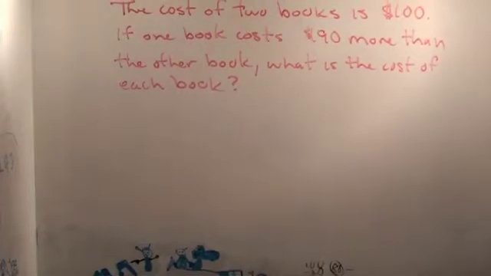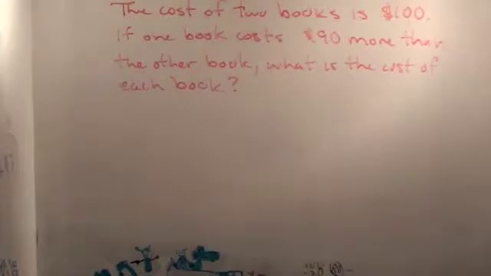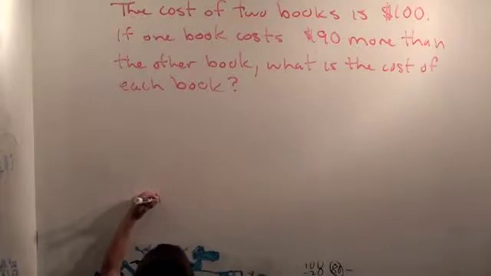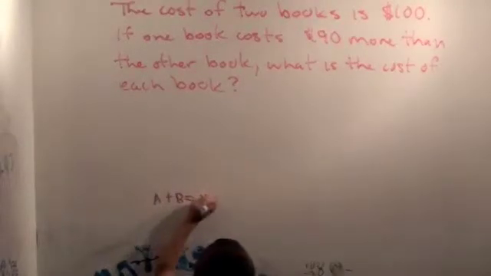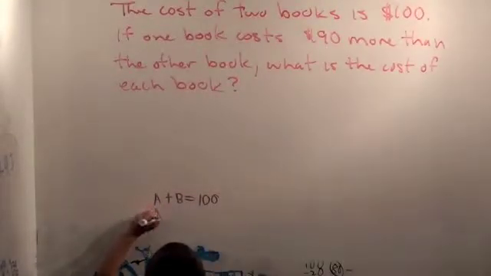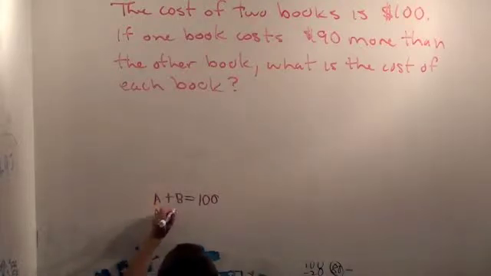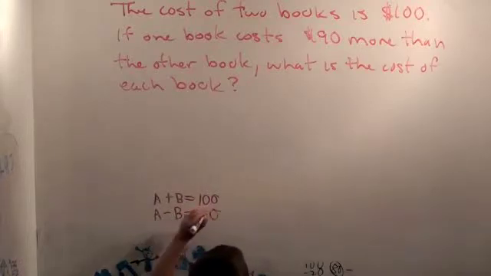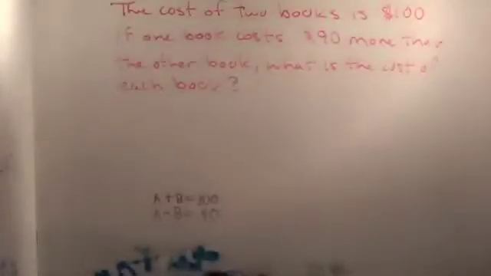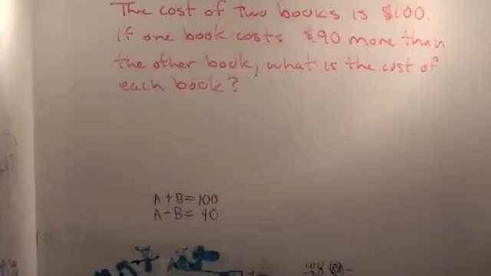Well, I'm gonna call the books book A and B. So we know that A plus B equals 100. And then A minus B equals 90. Okay, very good. What do you want to do now? What do you want to do to those equations?